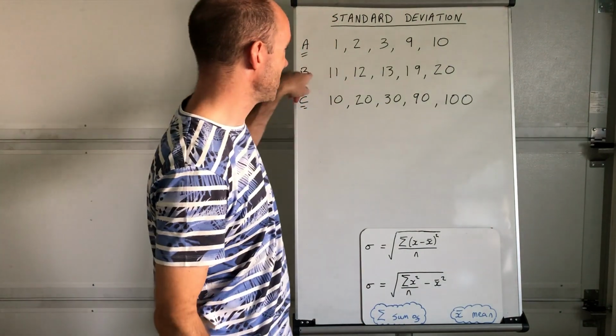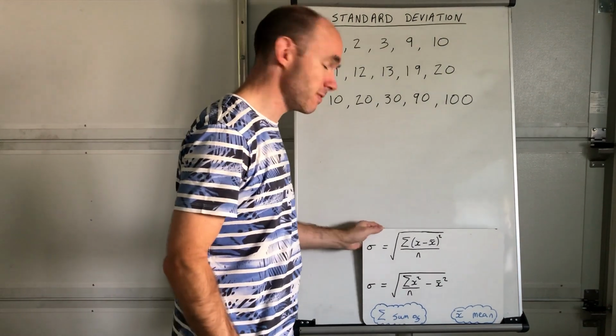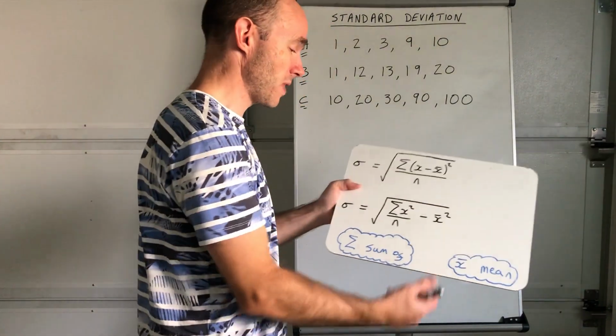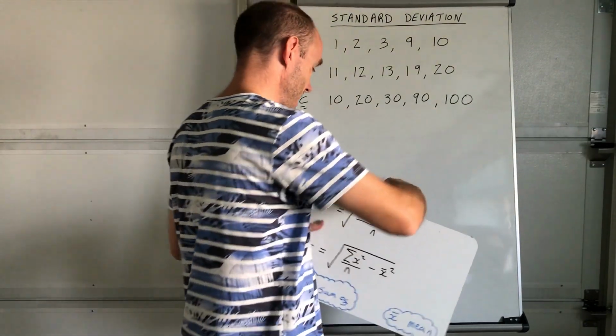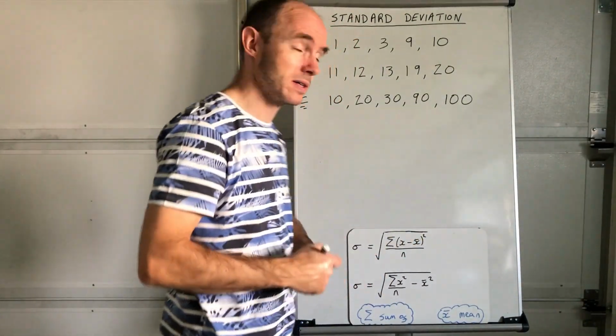So we've got data set A, B and C, and here are the formulae for working out the standard deviation. The formula I prefer using is that one there. That's the formula of choice for me personally, just because I find it much quicker. So let's have a look at this.